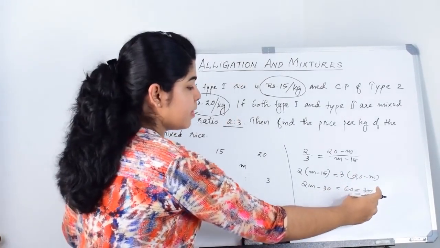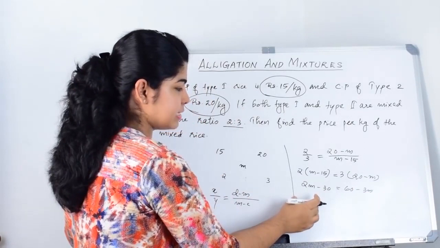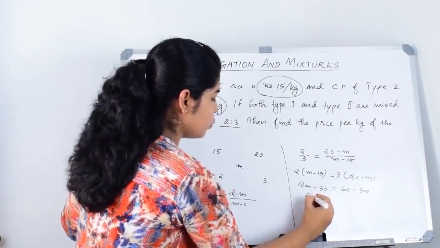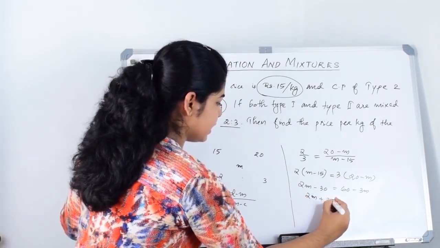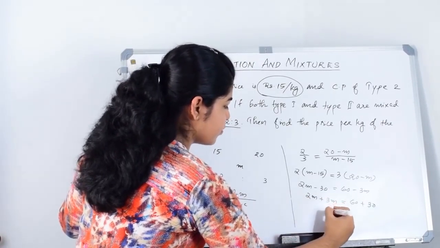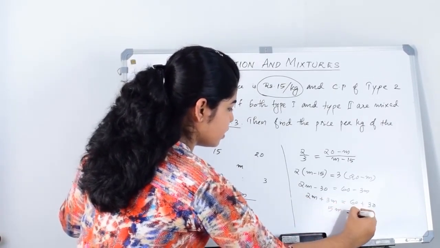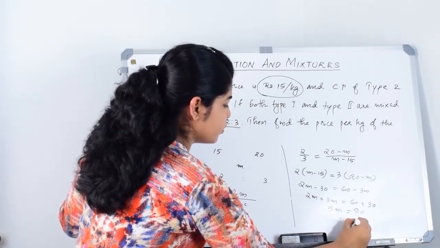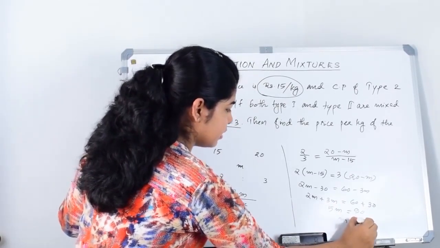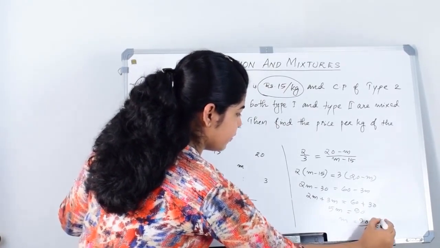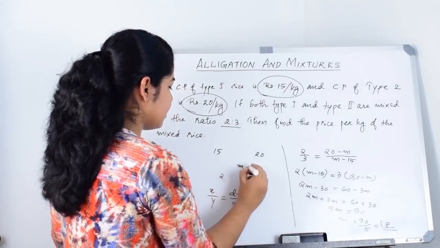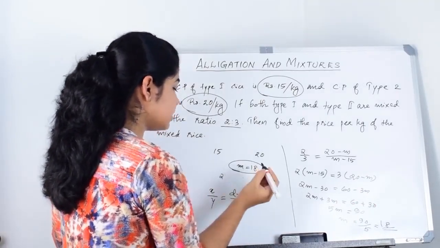Now I am going to take minus 3m to the left hand side and minus 30 to the right hand side. So here 2m plus 3m is equal to 60 plus 30. That is 5m is equal to 90. Now to find m, you need to divide 90 by 5, right? 90 by 5 and the value is 18. So the final answer is 18. Here the m is 18. So this is the answer.